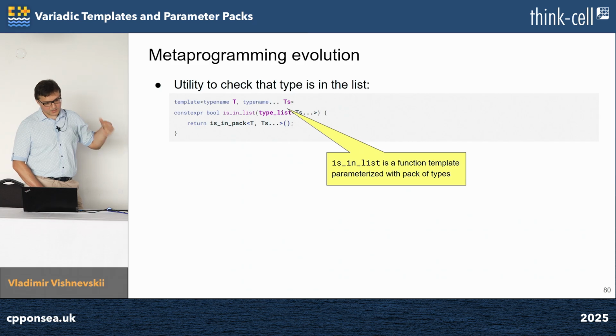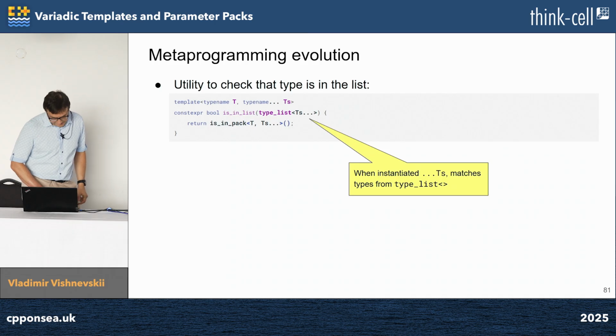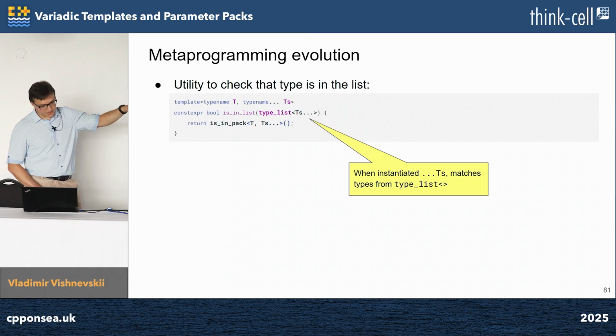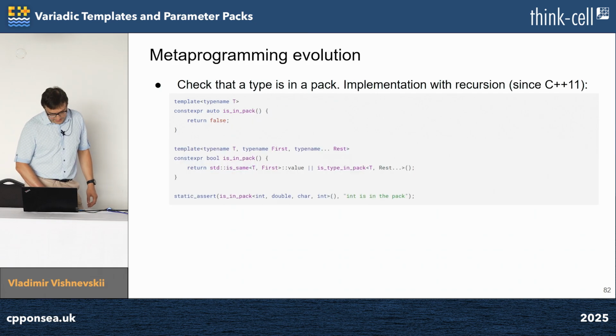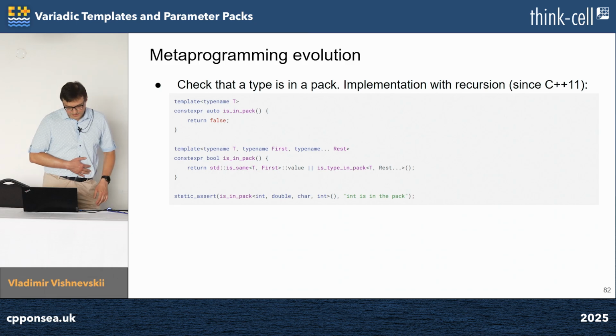And it is forwarded into the function that is in pack. It's a more generic function that can just check if the type T is in the pack Ts. So when instantiated, this type list matches those types from the type list here. And how can we implement is in pack?